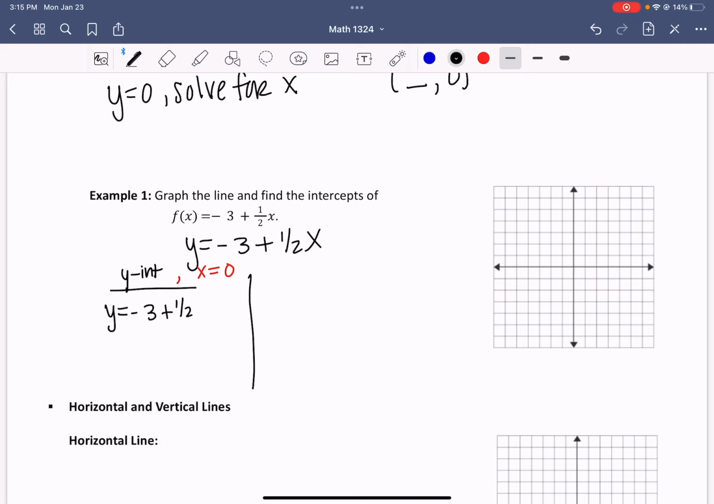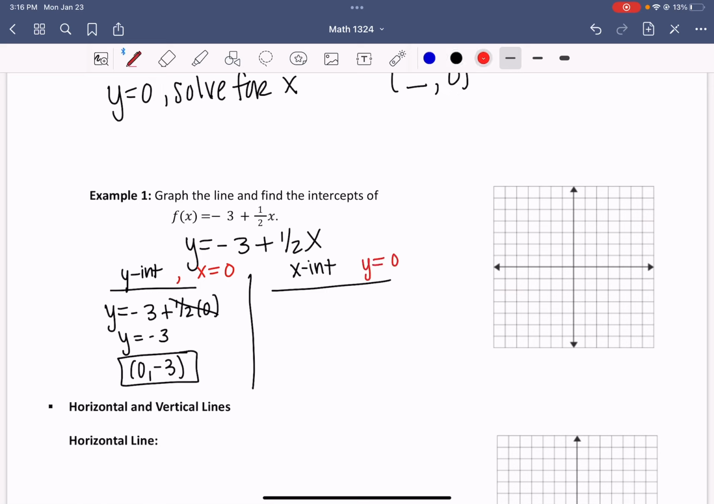So your y-intercept is going to be y equal to -3 plus 1/2 times 0. Anything times 0 just zeros it out. So I get y to be -3. And then always write that intercept as an ordered pair. So it's 0, -3. We'll use that in just a minute. Next, we're going to find our x-intercept.